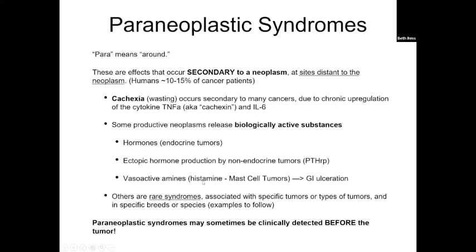Vasoactive amines, so especially histamine produced by mast cell tumors. A lot of anti-GI ulcer or GI protectants are antihistamines. So increasing histamine can increase the amount of acid in the stomach and lead to GI ulceration. So that'd be a paraneoplastic effect of a mast cell tumor. And then there's some weird ones, others are pretty rare, and they're associated with specific tumors or types of tumors. So if you see this effect, you're like, oh, I should go looking for this tumor.